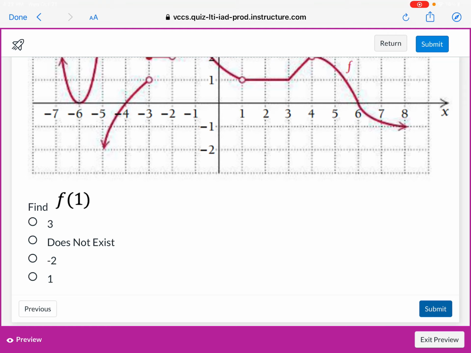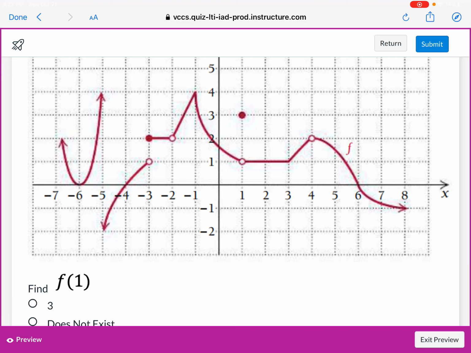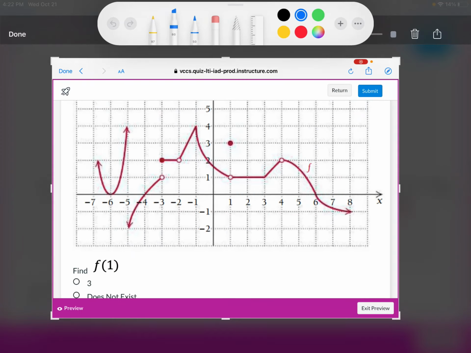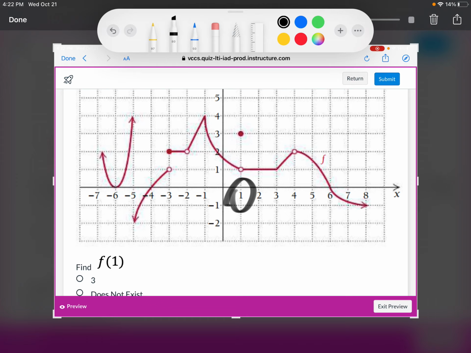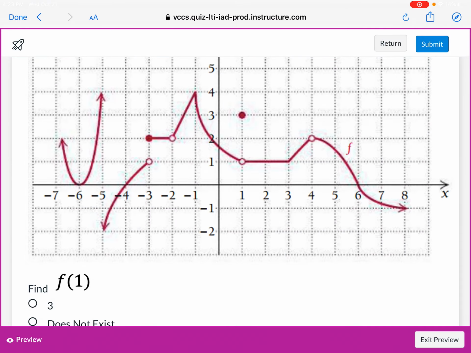Now what's the very last one? They want me to find f of 1. This is not a limit question. This is evaluating a function value. So I'm looking for a filled in circle, a closed circle, at x equals 1. We have a filled-in circle right here at 1, 3. So f of 1 is equal to 3. Now remember, for evaluating functions, go with the closed circle. Limit can be an open circle, but function value must be a filled-in circle. So the answer is 3 for the last one.